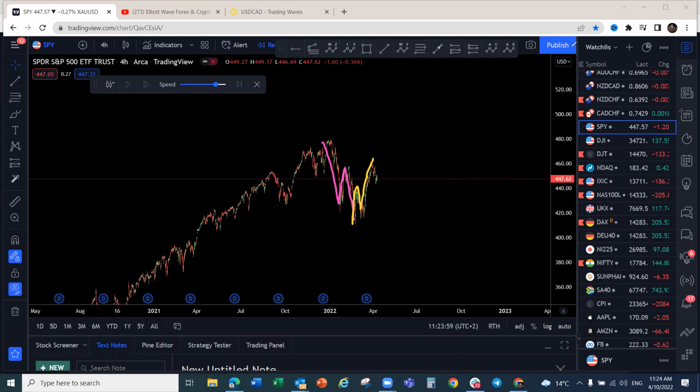We could have this one doing this 1, 2, 3 here, giving us a WXY corrective structure. Then we'll see a resumption of the move to the upside. So let's watch out for this for now, because there's also a possibility that this is starting a move to the upside in 3 waves.